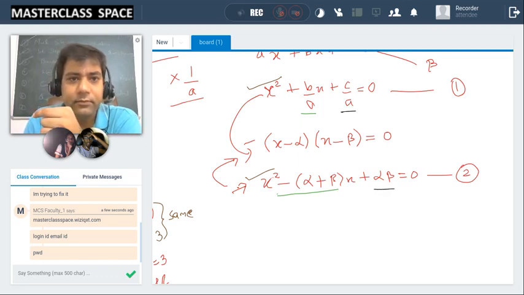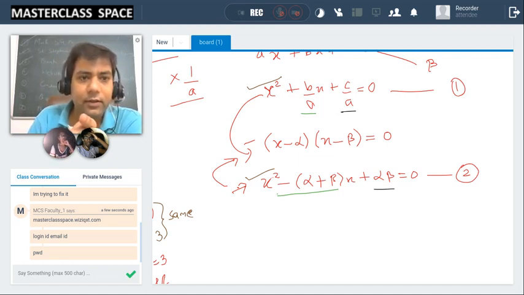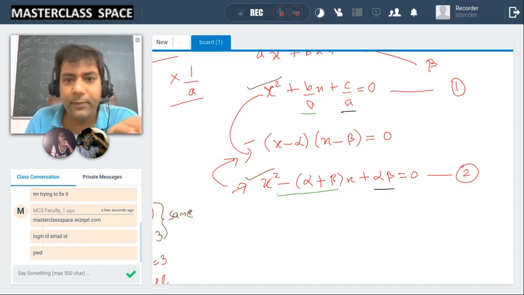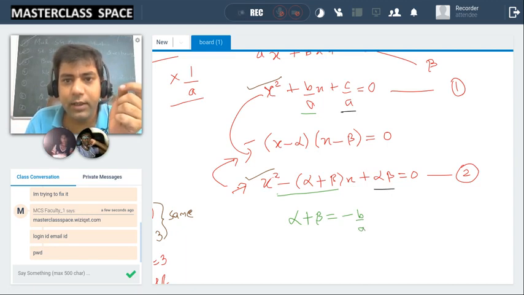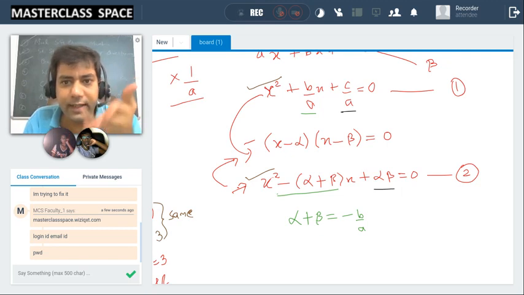So these values also have to be equal, guys. So we can write alpha plus beta equals to what? Actually, minus b by a, because minus alpha plus beta equals this one. You are comparing the coefficients. The similar analogy I am using here, minus b by a. And the product, the constant c by a, has to be equal to alpha times beta. So alpha beta is equal to what? C by a.